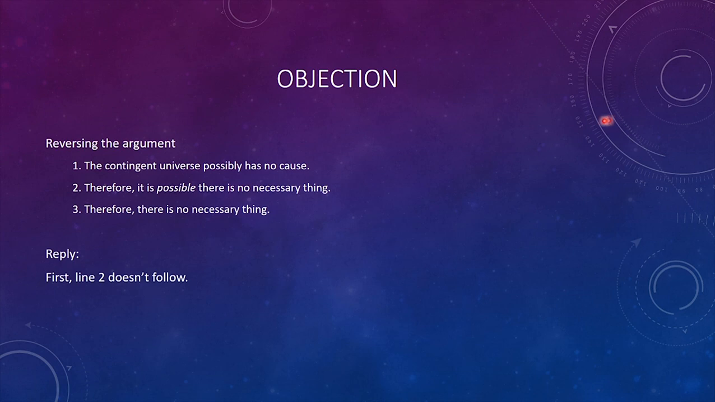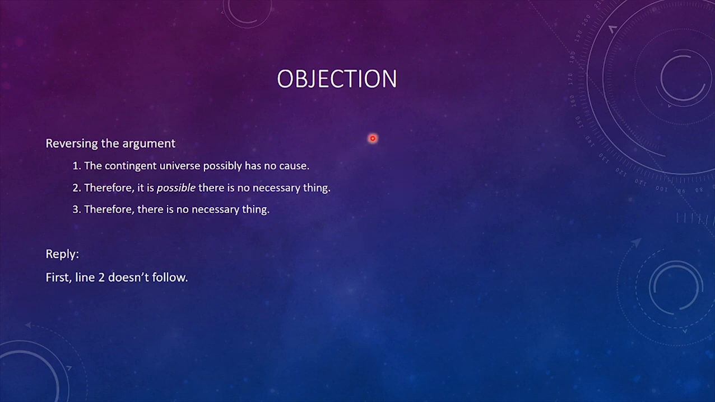So that's the first thing that I want to point out, is that actually this argument is not even a valid argument. This line does not follow from this line. And that shows how this modal argument is importantly different from the ontological argument. In the ontological argument, you can create a valid reversal. But in this case, this reversal is not a valid argument.